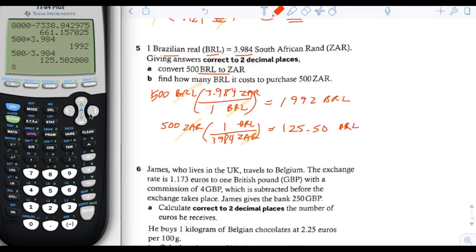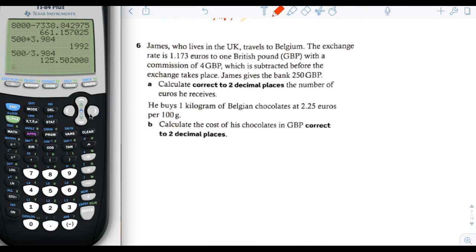All right. Number 6, last one on this page. James, who lives in UK, travels to Belgium. The exchange rate is 1.173 euros to 1 British pound, with a commission of 4 British pounds, which is subtracted before the exchange takes place. James gives the bank 250 British pounds.